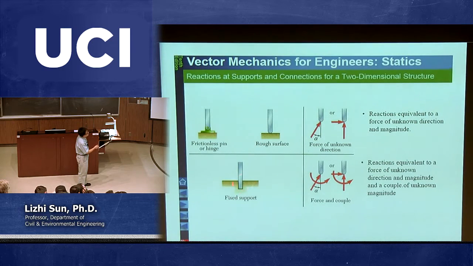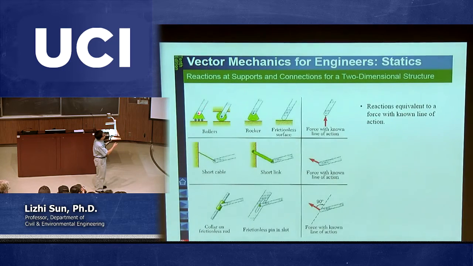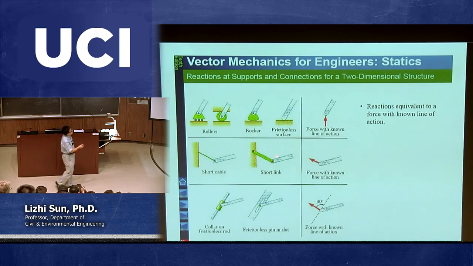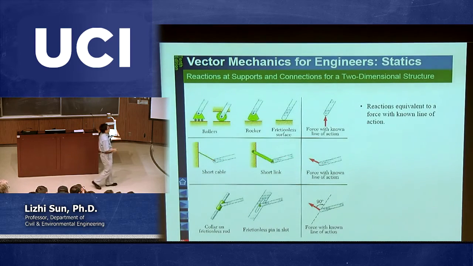Sometimes we deal with a fixed support. With a fixed support, you basically have 3 unknowns: the resistance in the x direction, the resistance in the y direction, and then the moment resistance. For the pin, you basically have these 2. And as another special case, if we talk about rockers and rollers, we basically have only 1 reaction. There are many cases where we talk about short cables or short links. Basically, the force when you cut should follow that direction. Okay?